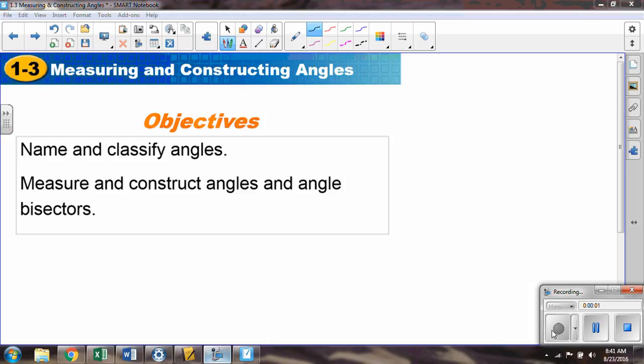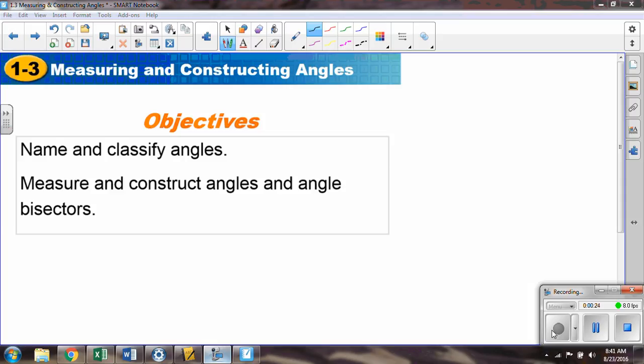Our objective today is based on angles. In particular, there are some special types of angles that we want to work with. And so we're going to name and classify angles as our primary objective. And we also want to be able to determine the angle measures of angles.